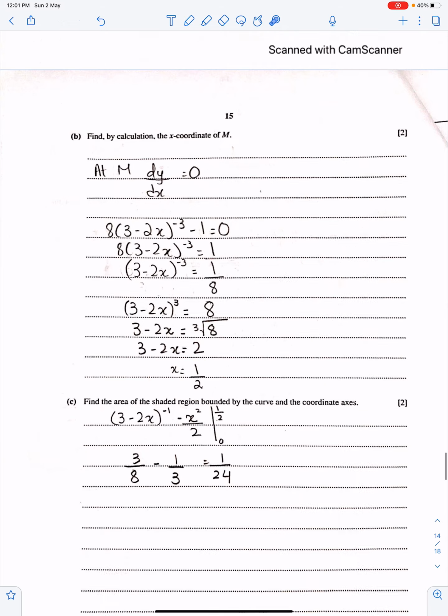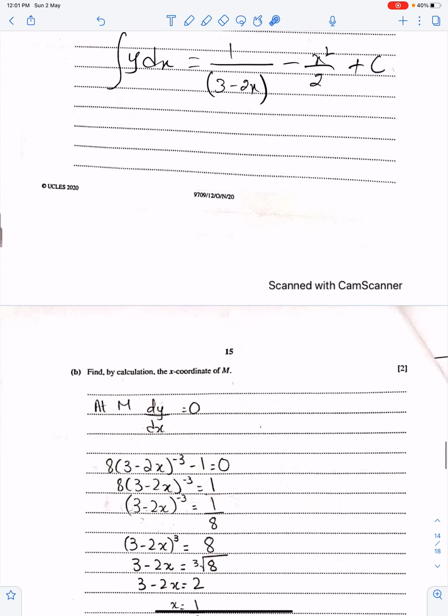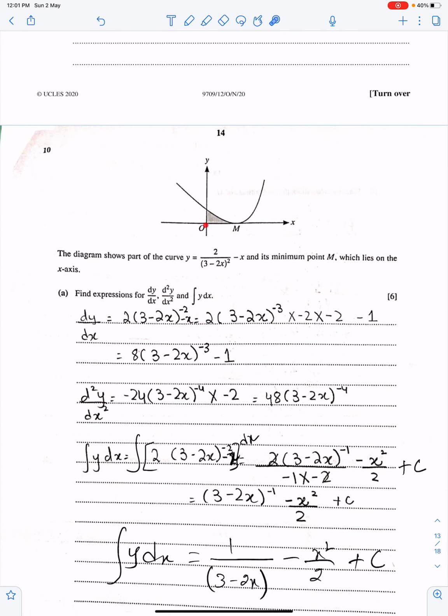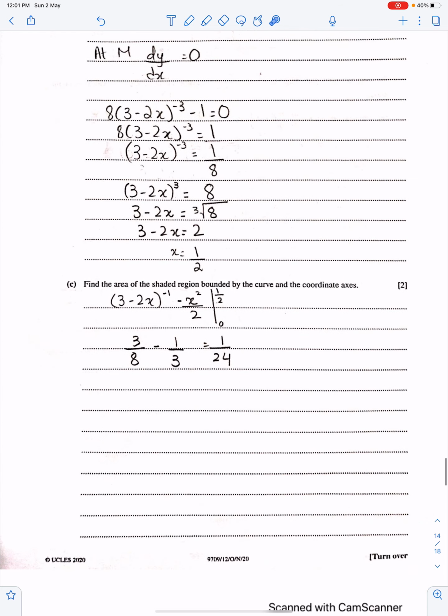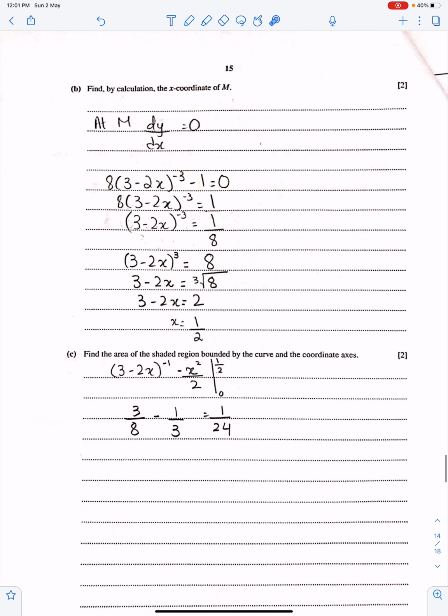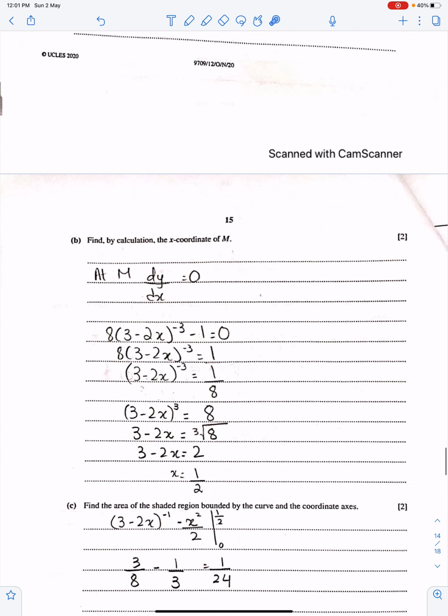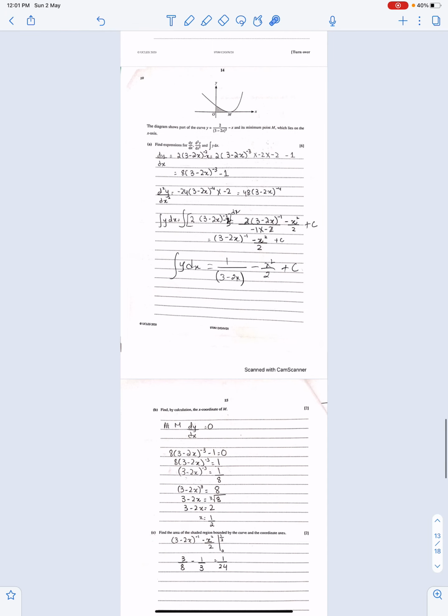Now we need area. The value of x is half. So we need to integrate this curve from 0 to half. Meaning we need to apply limits here, 0 and half. When we apply limits 0 and half here, we get this area, 1 upon 24. You can take a screenshot of this solution if you want.